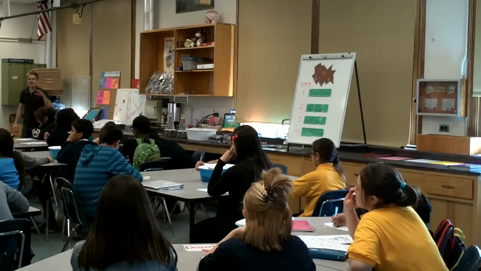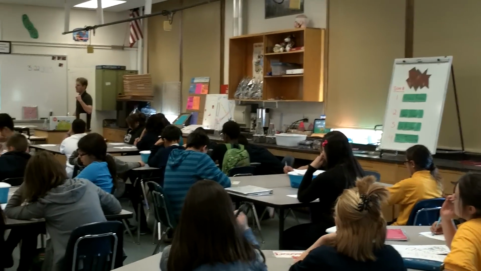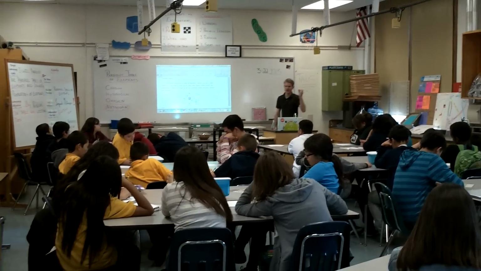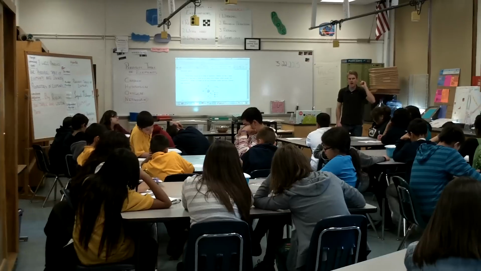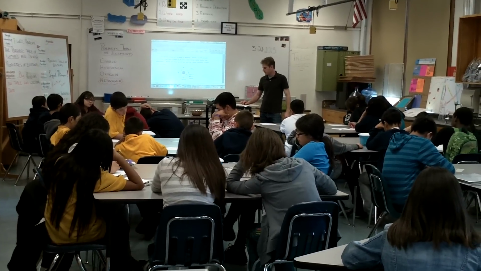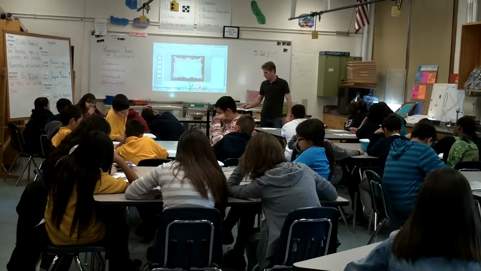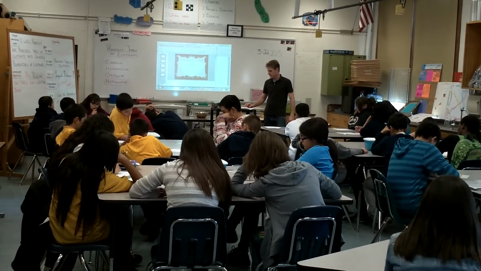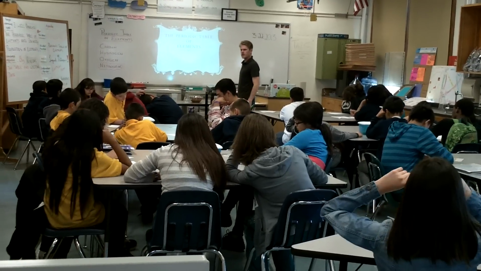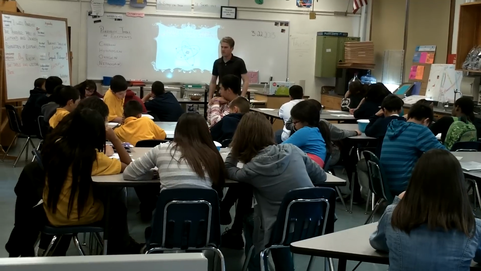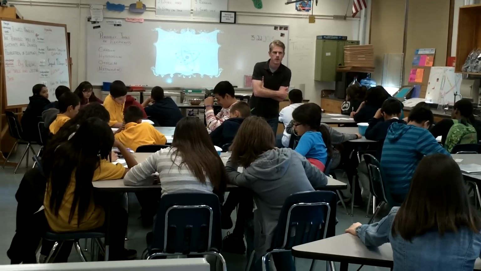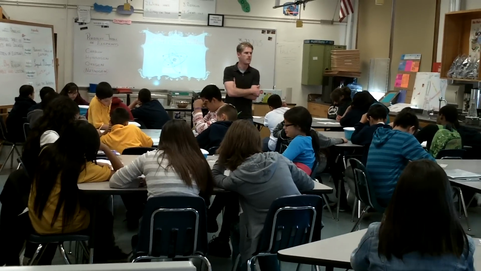Everything around us is made of matter. Matter can be solid, liquid, or gas, and is made up of many little things called atoms. Atoms. Stephanie, could you pick up from there? Atoms are made up of tiny particles called electrons, protons, and neutrons. Very good.